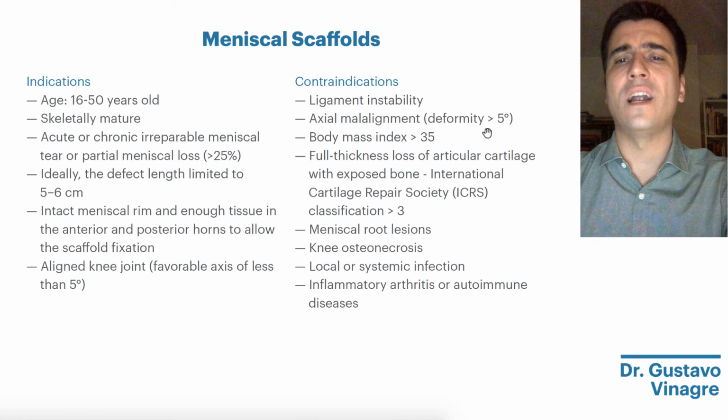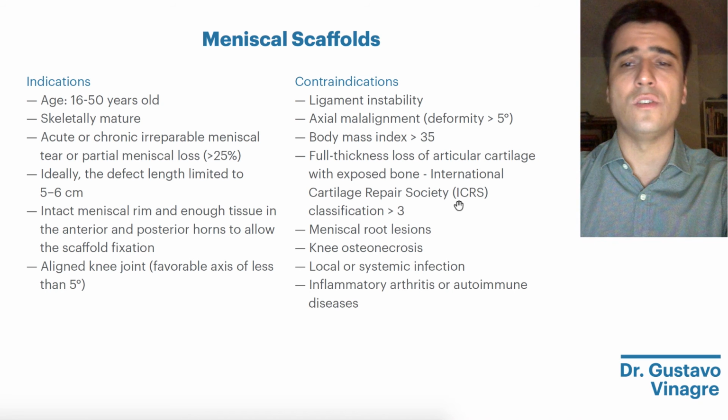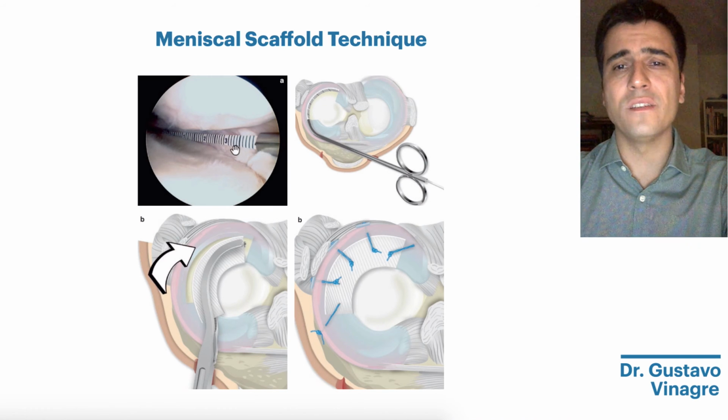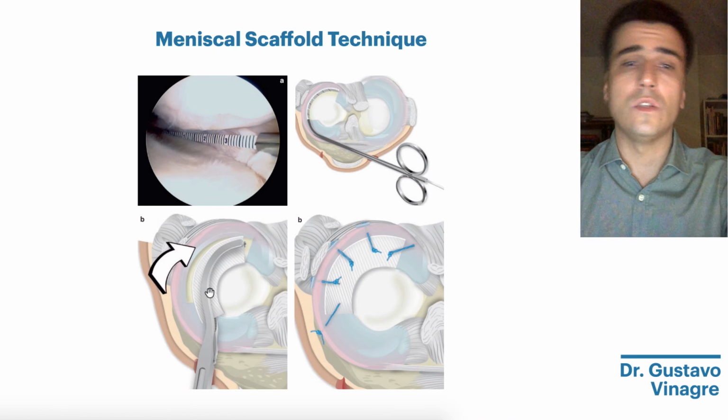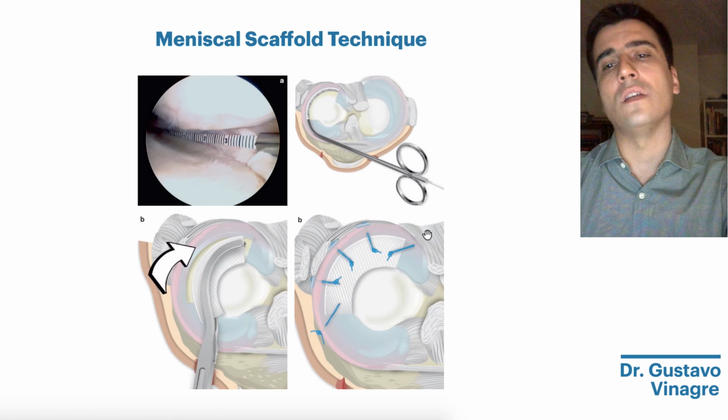The contraindications are ligament instability, axial malalignment, BMI higher than 35, a full thickness loss of articular cartilage, ICRS higher than 3, meniscal root lesions or knee osteonecrosis, or an infection or some inflammatory diseases. So you should measure the whole meniscal defect, and then you should cut your meniscal scaffold, put it inside and grab it with an inside-out technique and put some stitches on it.